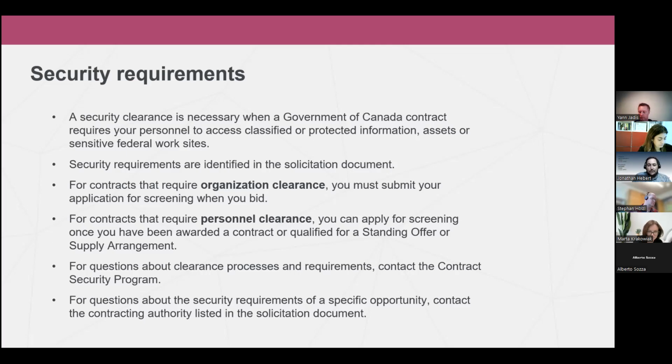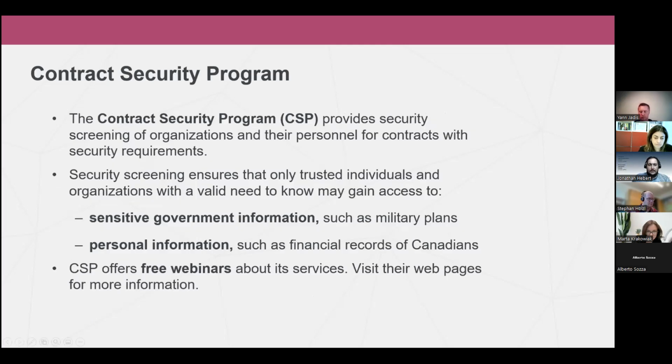Or if you need to have access to employees' data or something for the service that you offer, you may have to have a higher security clearance. Whatever the security requirement is, it'll be in that section that we looked at in the bid solicitation on security requirements. And then there is a whole team that does contract security programs. So anytime I get any questions about security, I refer to our contract security program. They can assist you with it. It's a similar security pre-screening process that may happen in other countries. Police record check, a credit check, a criminal record check, that kind of thing.